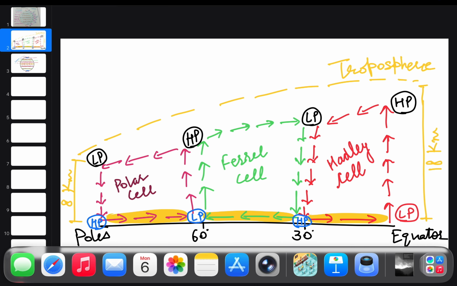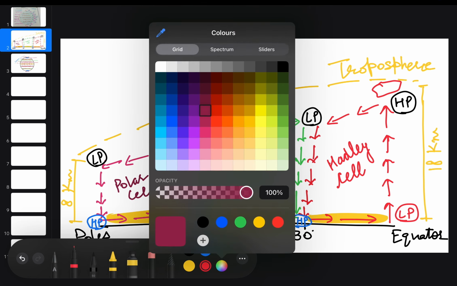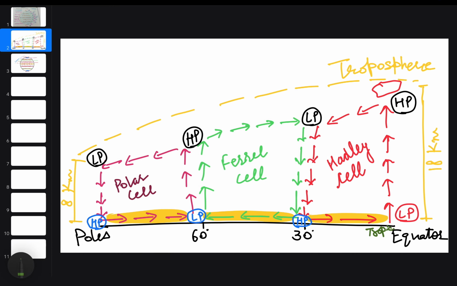Now at the equator, the air is rising. There will be cloud formation and rainfall, so it will create tropical rainforest at the equator. At 30 degrees, it is sinking air, so deserts will be there.